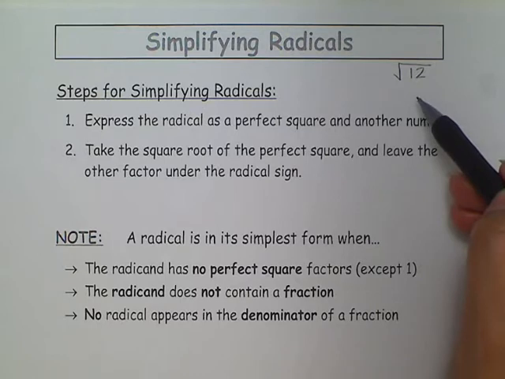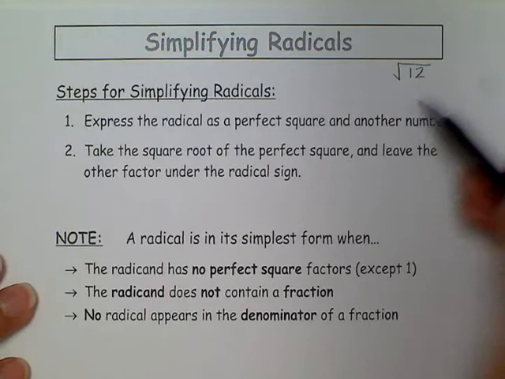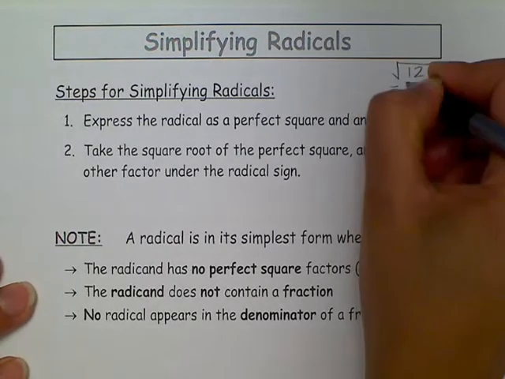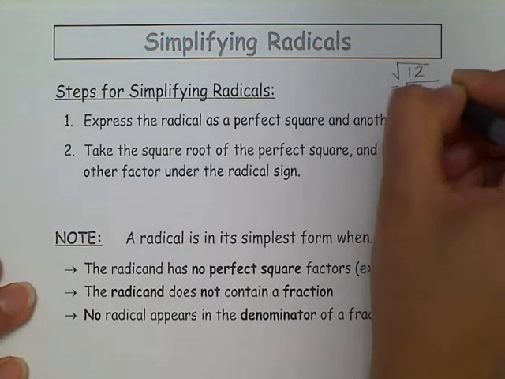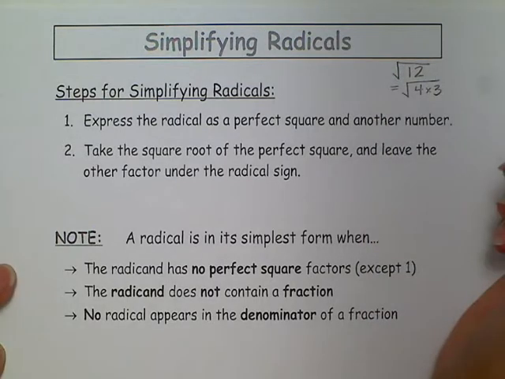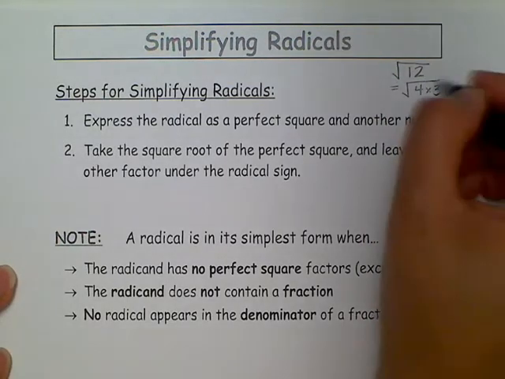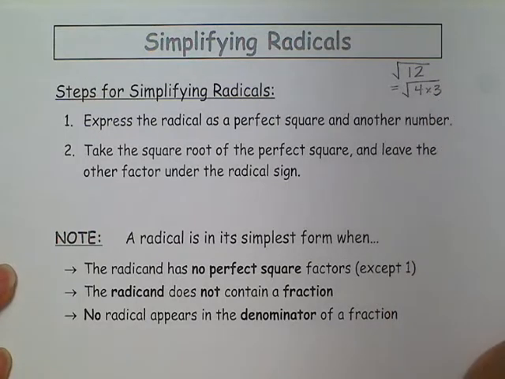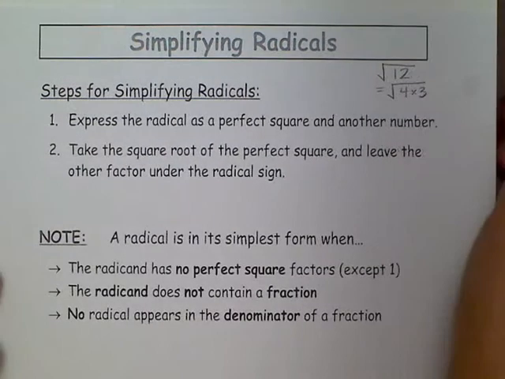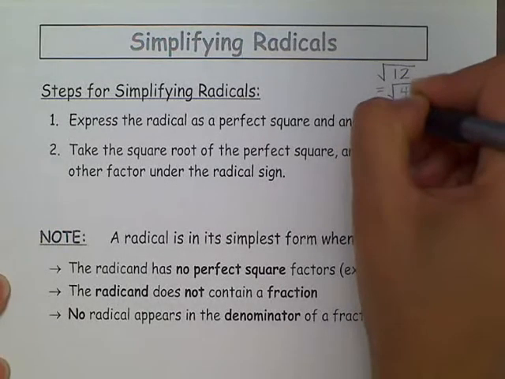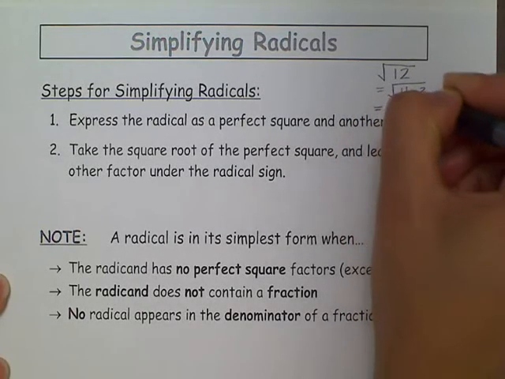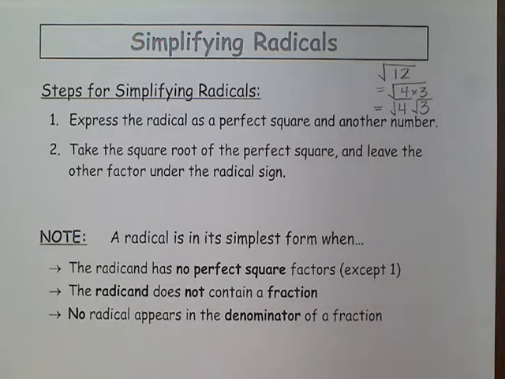Ideally, you want to come up with the largest perfect square factor, but if you don't come up with the largest perfect square factor, it's still okay. It'll just mean it takes you more steps to simplify it, but you can still get the solution, okay, or the answer. So here I would break this up into the square root of 4 times 3. So the perfect square factor I know that goes into 12 is 4, and the other factor that remains would be a factor of 3. Now, if I wanted to simplify this, I can rewrite this as the square root of 4 times the square root of 3. Okay, so the first step is to express a radical as a perfect square and another number.